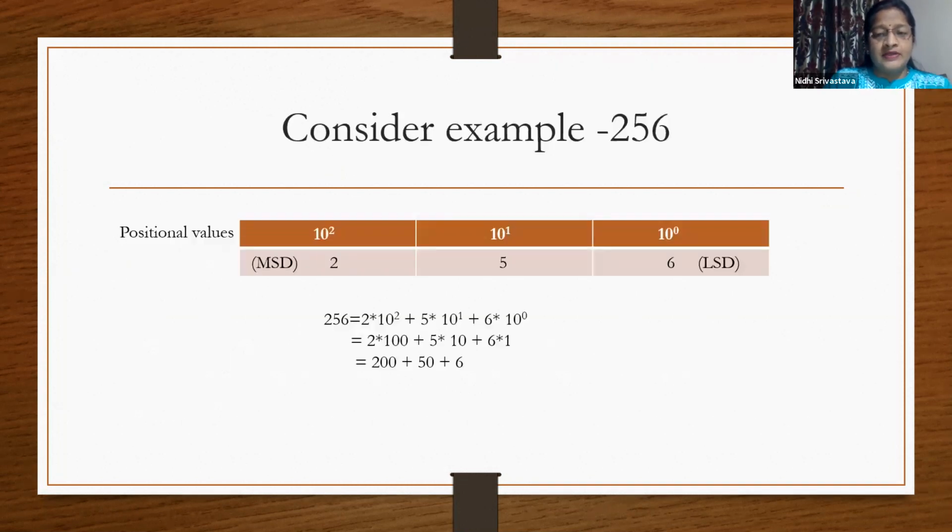Consider example 256. Positional values: 10 raised to the power 2, 10 raised to the power 1, 10 raised to the power 0. Digits: 2, 5, 6. Here 2 is MSD and 6 is LSD. 256 equals 2 into 10 raised to the power 2 plus 5 into 10 raised to the power 1 plus 6 into 10 raised to the power 0, equals 2 into 100 plus 5 into 10 plus 6 into 1, equals 200 plus 50 plus 6.